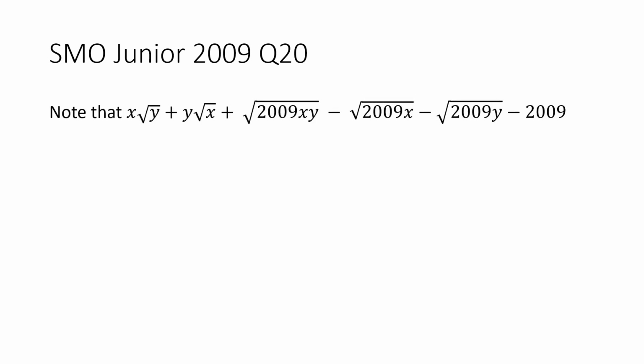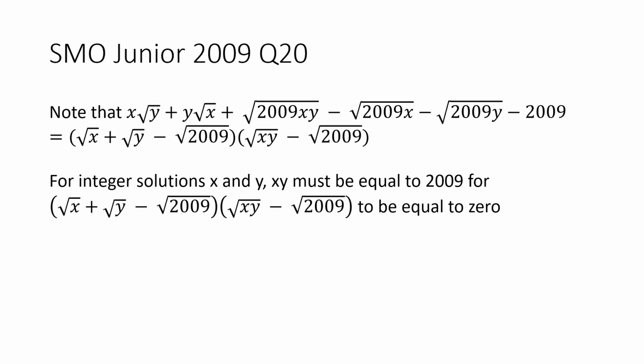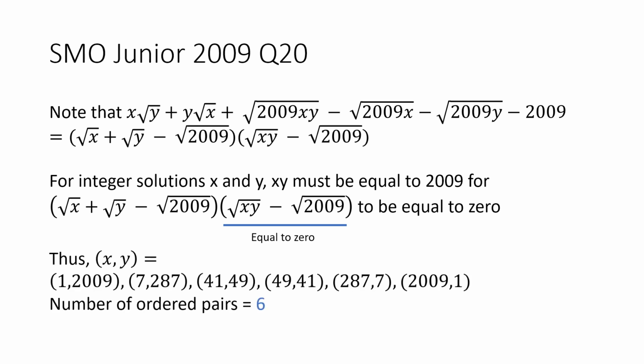From the equation in the question, we can simplify the equation into the following by factorizing it. And then as you can see, xy must be equal to 2009 because then the second term of this factorized equation will be equal to 0. And only when xy is equal to 2009 will this happen because x and y must be integers. So from this, you can find out sets of x and y.